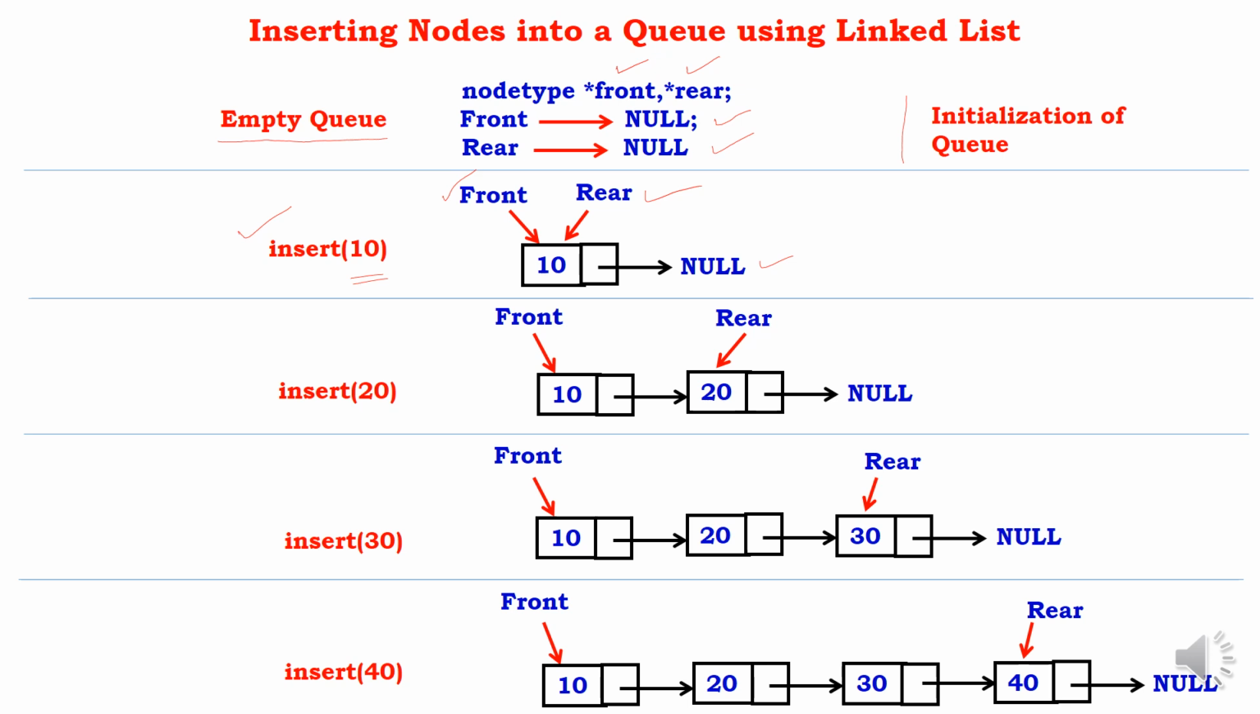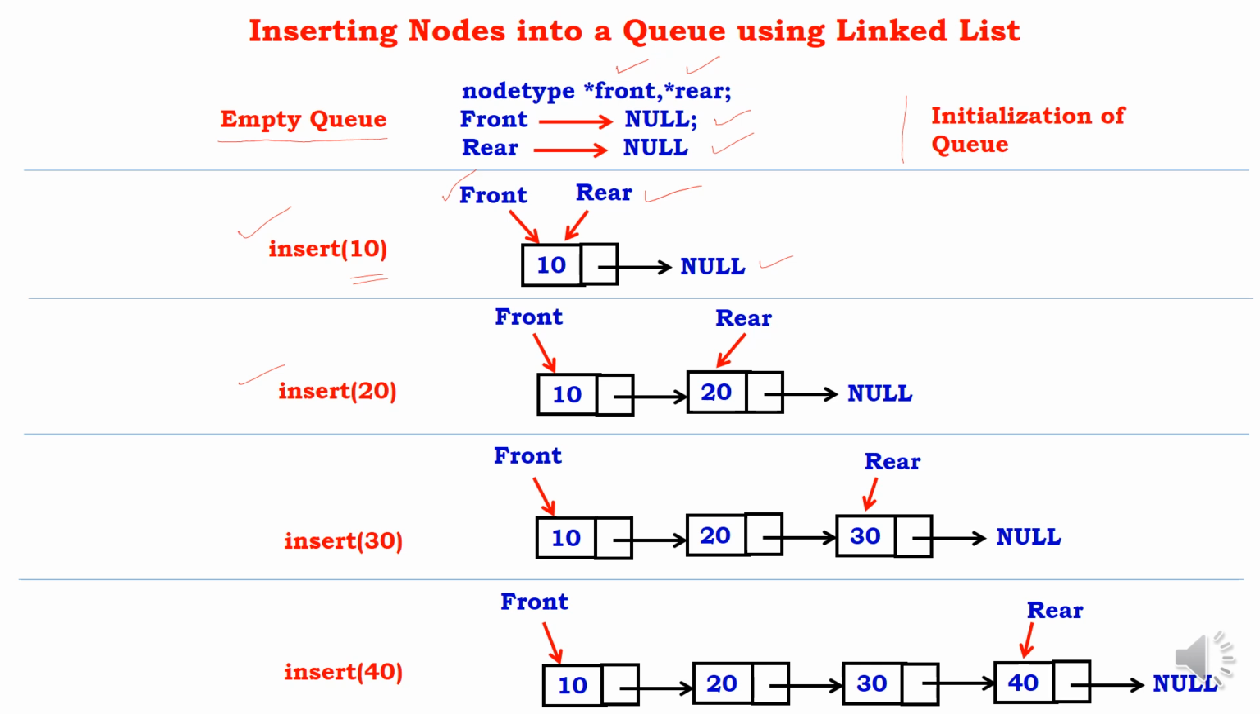Again, you wanted to insert one more node, insert 20. Now we are going to insert a node. Node will be inserted at rear end of the linked list or queue. So there is a queue which is having two ends, front and rear end. Whenever we wanted to insert elements, new element will be inserted at rear end.